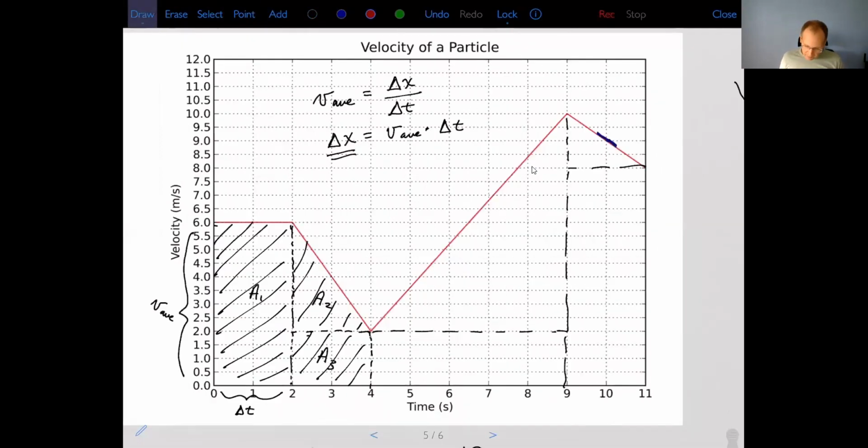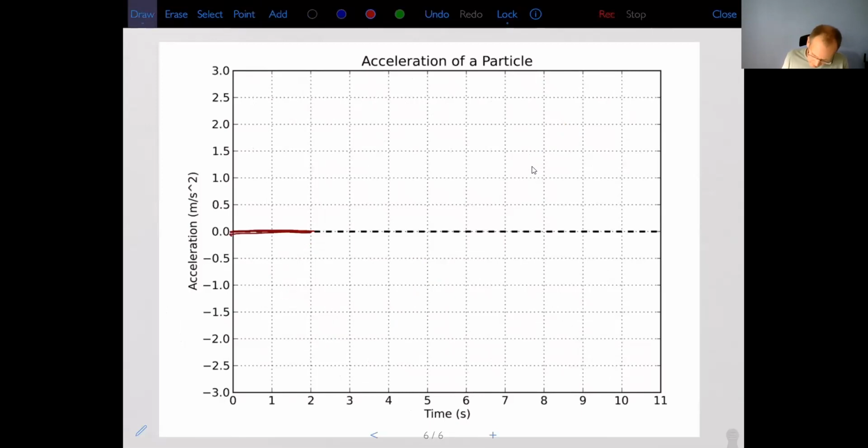All right, what about from 2 to 4 seconds? Well, my rise is going from 6 to 2, so it's a -4 over my run, which is +2, so -4 over 2 is a -2. So something like this.